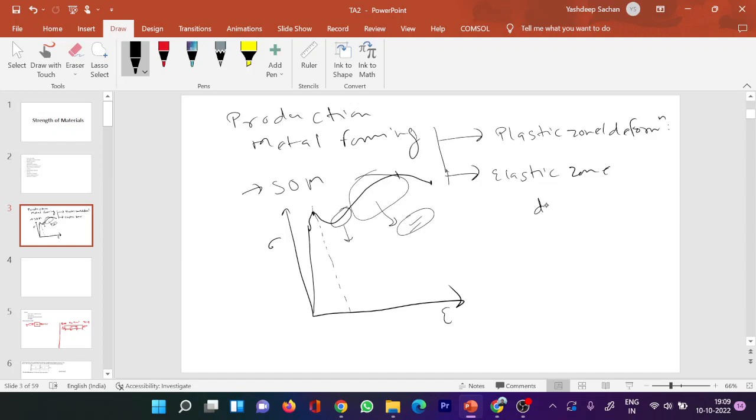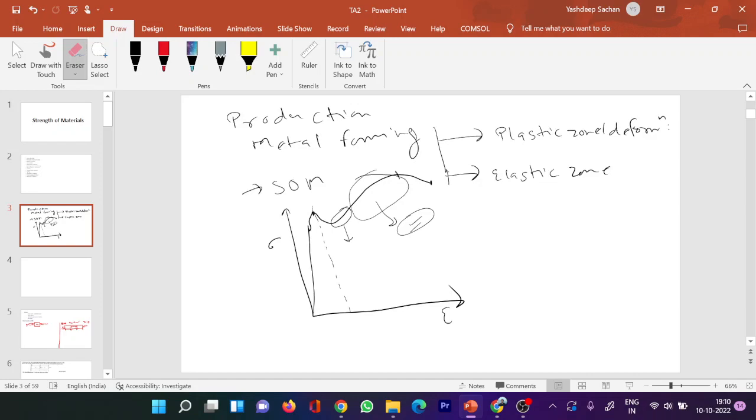I'm not going deep into the mathematics. After that point, even when you don't apply any stress, because the area keeps on changing, the material is going to fail. So whatever operations we are going to do, we do before the ultimate point only.